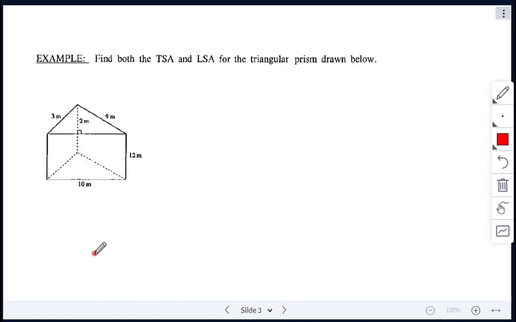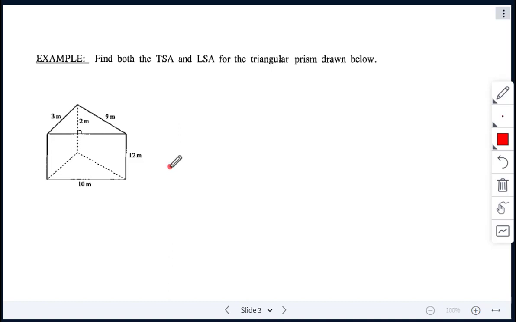Okay, so let's take a look at our first example here. So we have this triangular prism. This side here is 3 meters, this is 9 meters. This side here is 10 meters and is also the base of the triangle. And this part here is showing the height of the triangle. It's making a perpendicular line with the base, and we have the 90-degree angle there. That is showing the altitude or height of that triangle. And then we would have the three rectangles.